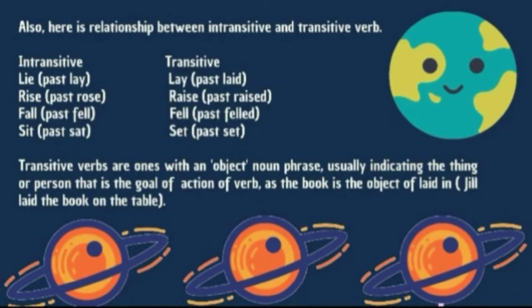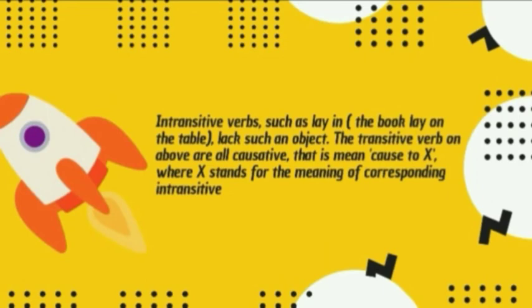Also, here is the relationship between intransitive and transitive verbs. You can see the example on the slide. Transitive verbs are ones with an object noun phrase, usually indicating the thing or person that is the goal of the action of the verb, as the book is the object of lay in: Jill laid the book on the table. Intransitive verbs, such as lie in the book lay on the table, lack such an object.